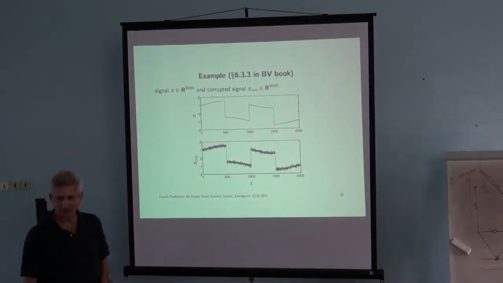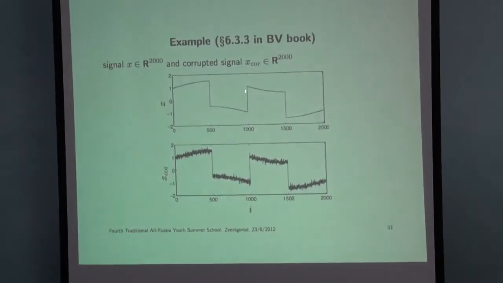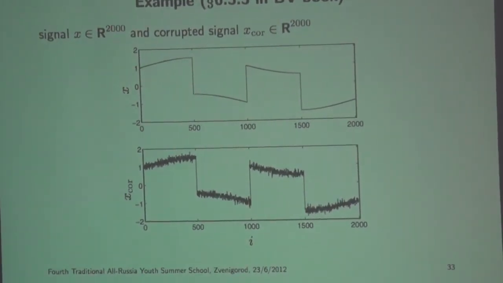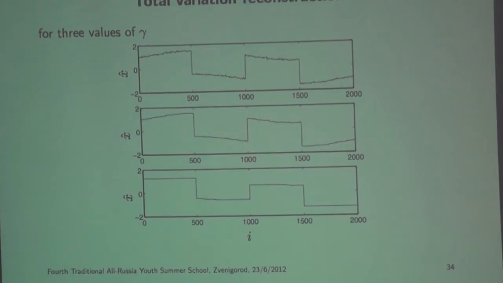This is also from the book. Here's a signal, with some kind of slow variation and these sharp transitions. And here's the corrupted version, right? We want to take this and somehow get the original out. If you do total variation reconstruction, you get this, for different values of gamma. By the way, you can see exactly what's happening. If gamma is too high, you're moving towards piecewise constant, and you don't get the curved part. And these would be for two other values of gamma.